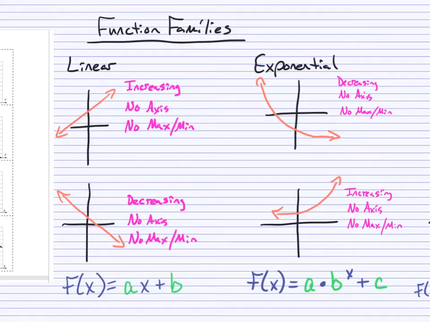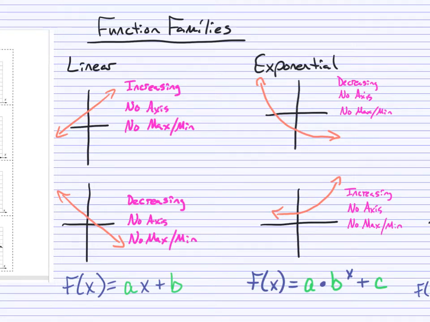All right, we're going to start with the linear function family. And if you look over here, linear means a straight line. My first example that I'm pointing out right here is increasing. As I start from the left and go to the right, it is increasing. There is no vertical line of symmetry because it's not the exact same on both sides. And there is no horizontal line of symmetry on this example. There is no maximum and minimum.